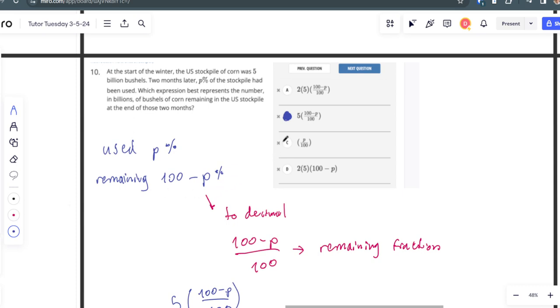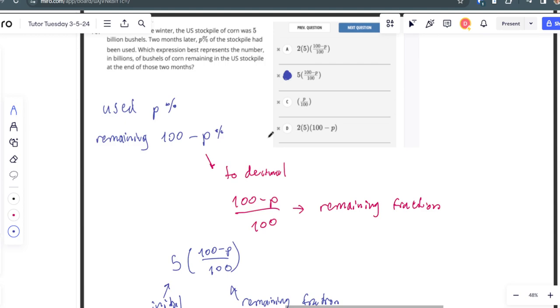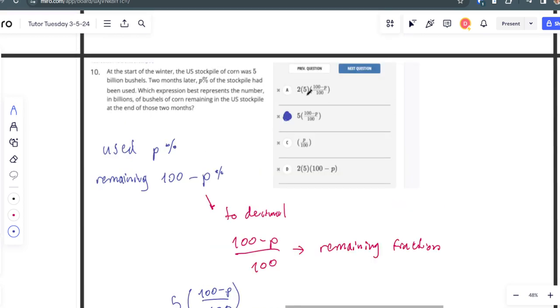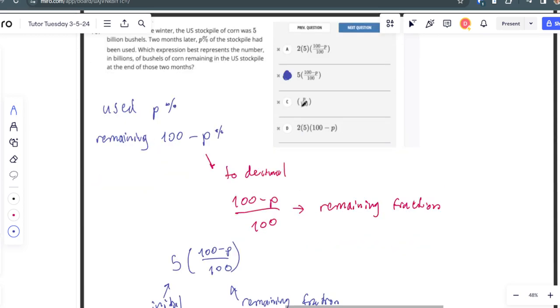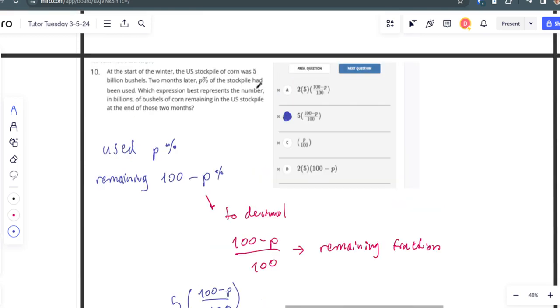Why is it not A? Well, the 2 is irrelevant here. You could have told me this was 11 months later, and it doesn't really matter because all we're looking at here is that P% has been used. 2 times 5 times that fraction is saying that twice the amount is remaining. But we're just looking at the base number and not the time frame.